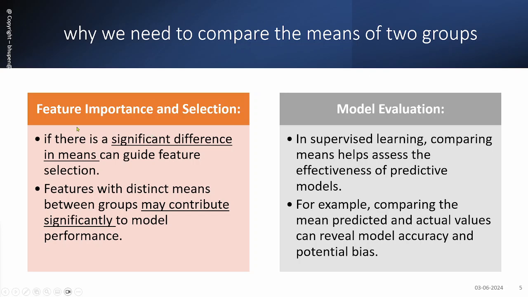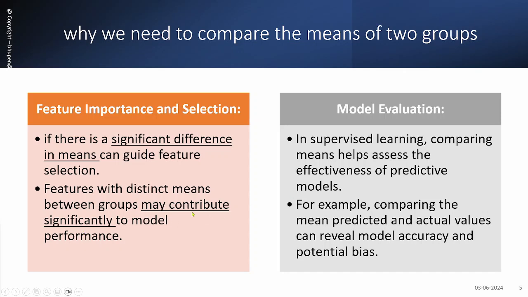There are a variety of reasons. One is feature importance and selection, which is a very important area of machine learning. Here we would like to find out if there is a significant difference in the mean, which can help the machine learning designer to pick and choose the columns for the model. The features with distinct means, meaning different means between the groups, may contribute significantly to the model performance.